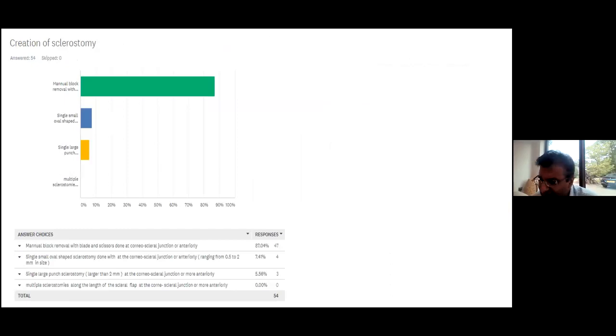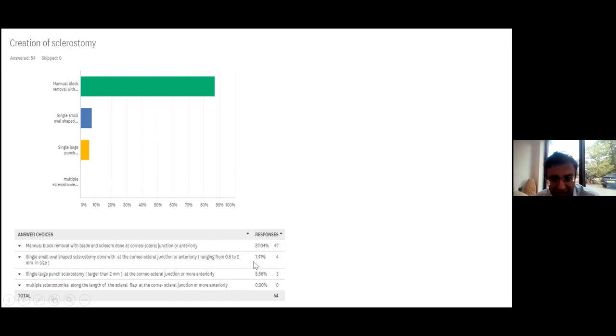So the second step is, once you've made the flap, how do you make a sclerostomy, and what size sclerostomy? Very interesting answers. Now, you can see the majority, about 87% of the surgeons, use a manual block removal with blade and scissors at the corneoscleral junction anteriorly. Now, there is no harm in doing it, but this is a very crude method, because you cannot actually control the size of the sclerostomy. You can actually make quite a big sclerostomy. The ideal size of the sclerostomy is 0.5 to 2 millimeters.